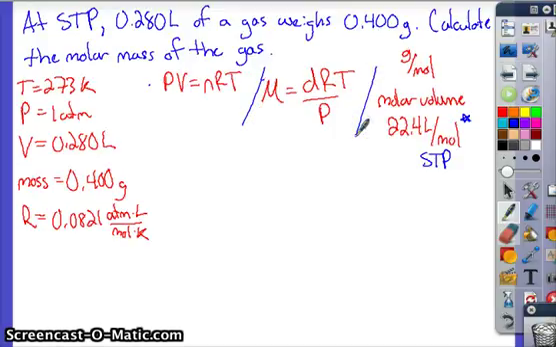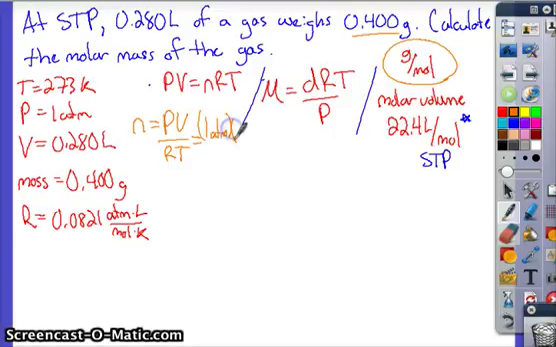First off, if we were going to use the PV equals nRT to solve this problem, remember, in the end we need a grams per mole. Well, we have grams right here, so we need to know moles. So we could use PV equals nRT and solve for moles. Plug everything in. Our pressure is 1 atmosphere. The volume is 0.280 liters. The R value, 0.0821, and the temperature is 273.